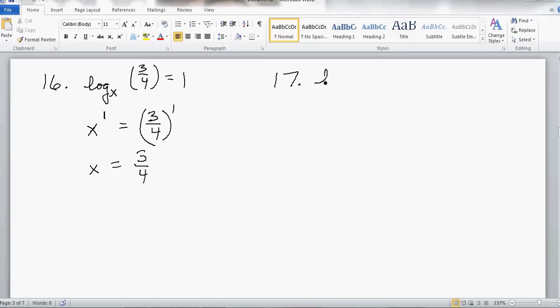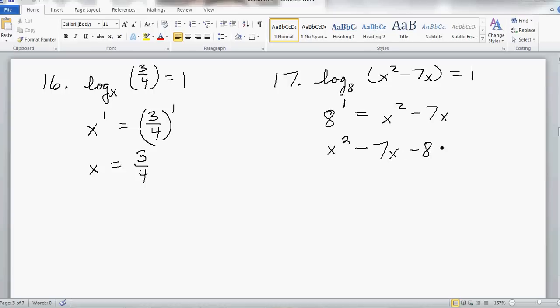Number 17, log base 8 of x squared minus 7x equals 1. Once again, we have a logarithmic equation. We need to change it to exponential. So that would be 8 to the first power equals x squared minus 7x. Well, this one's not too difficult. 8 to the first power is 8, and so this gives us x squared minus 7x minus 8 equals 0.